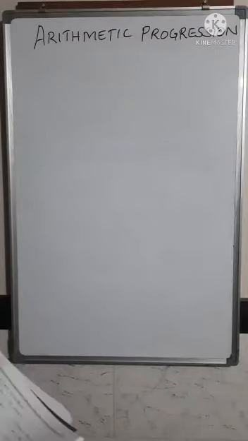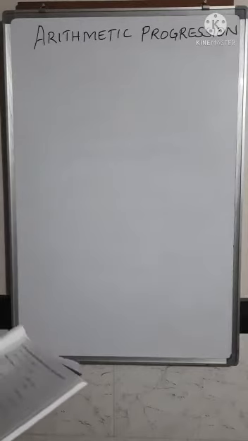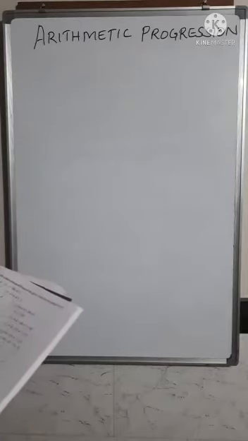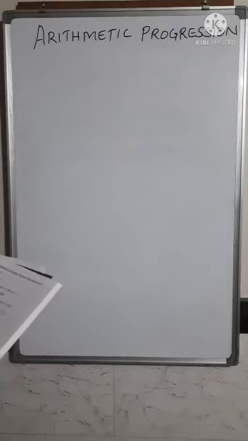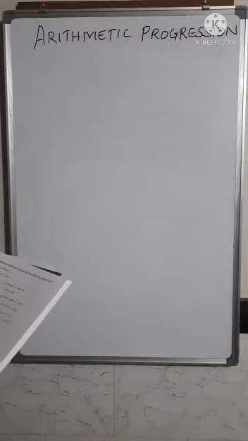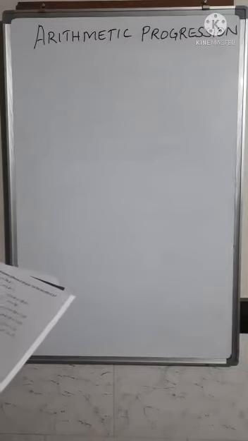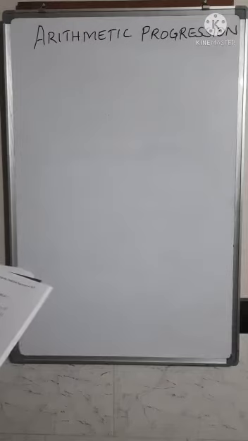We'll go to practice set 3.1. In practice set 3.1, the first question is: which of the following sequences are AP? If they are AP, find the common difference. If you want to find out whether any sequence is an AP, you have to find the common difference. Only after finding the common difference can you say whether it is an AP or not.